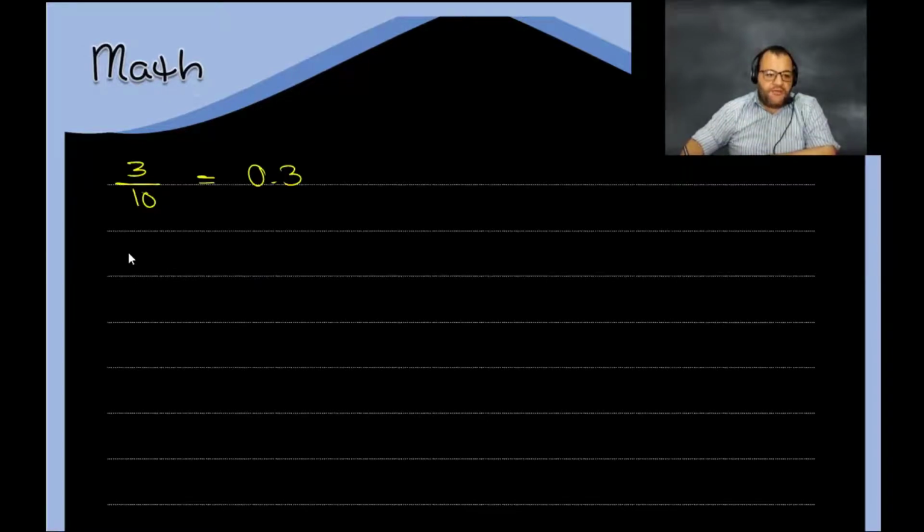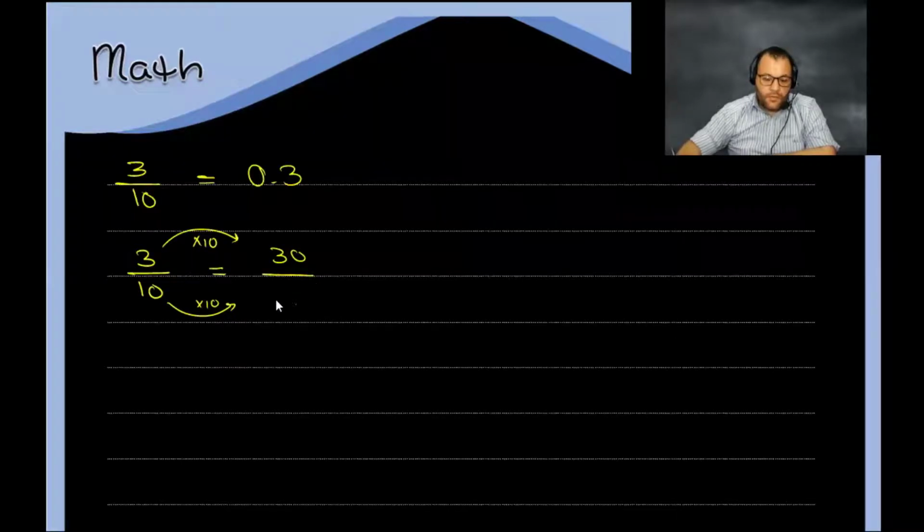So now we have 3 out of 10. If I multiply 3 times 10 and 10 times 10, what is the answer? Malik, what is the answer? 30, and the bottom one is 100. Thanks. Can you convert this number to a decimal? Yes. What is the answer? I will write what you say.